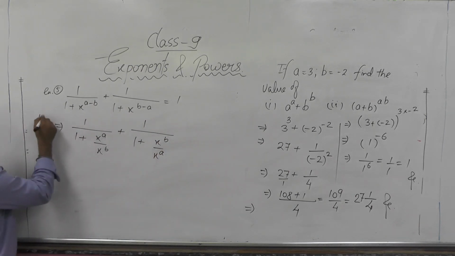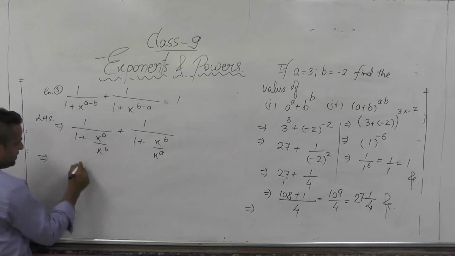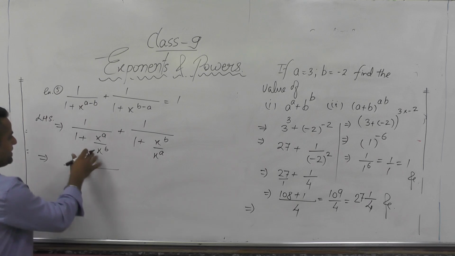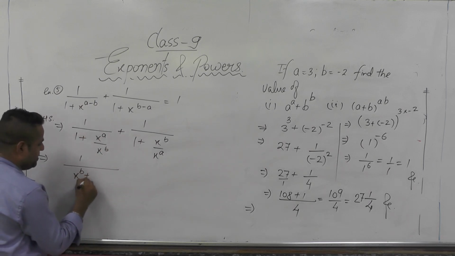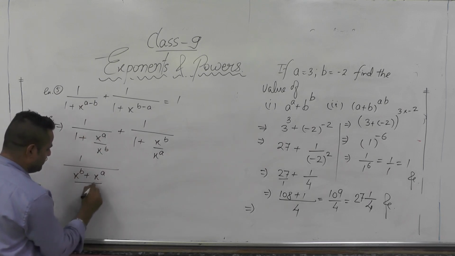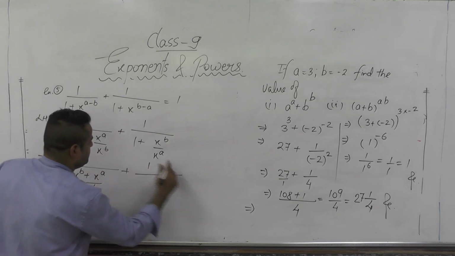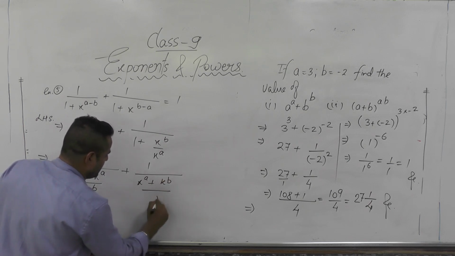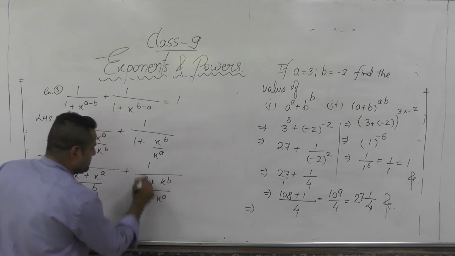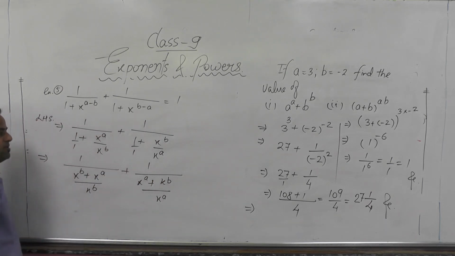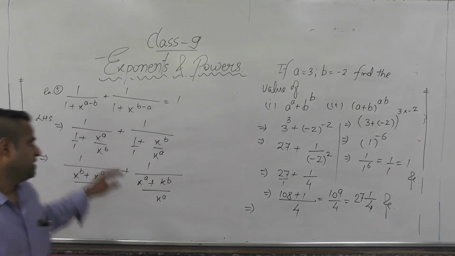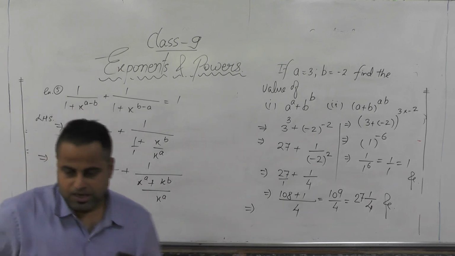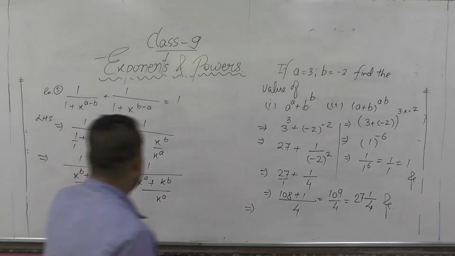Now do one thing in LHS. What we can do, we can take their LCM. Our next step would be taking LCM. It will become x to the power b plus x to the power a upon x to the power b. Here we can take again LCM in denominator, it will become x to the power a plus x to the power b upon x to the power a. Because it does not have any denominator, we can assume here as 1. Now it is as a denominator below 1.